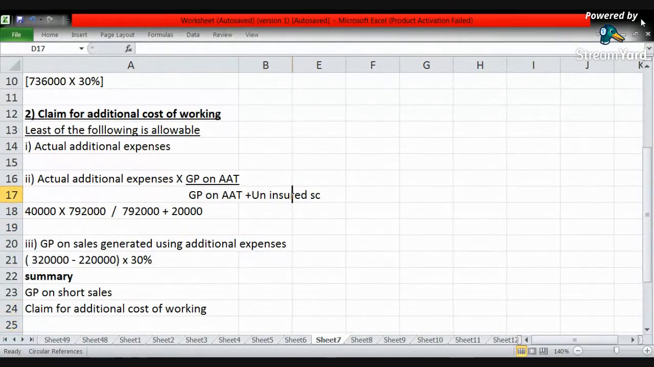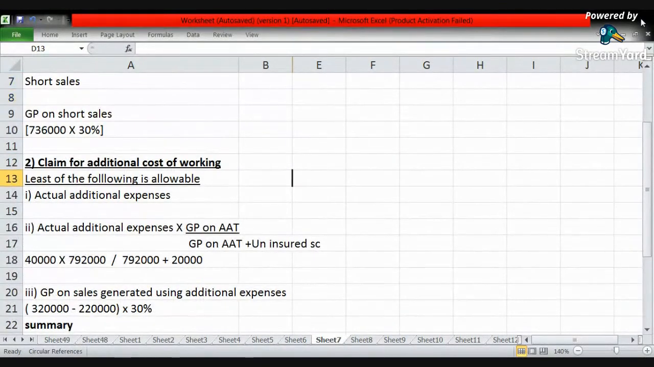These two formats only you need a thorough understanding of. GP on short sale, one part. Second part, claim for additional cost of working.